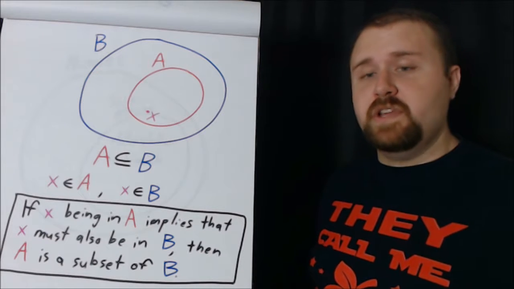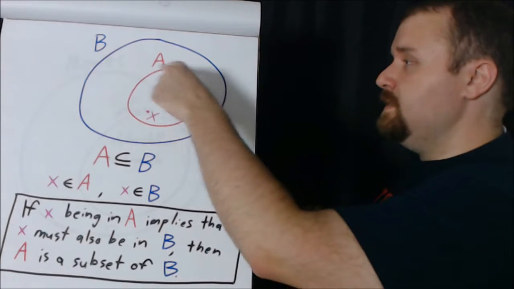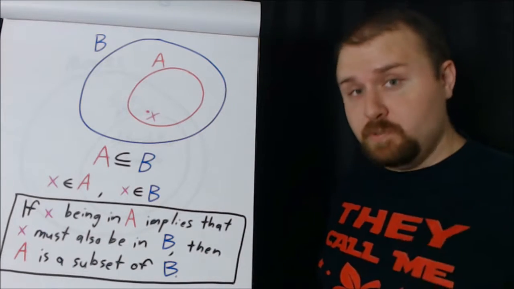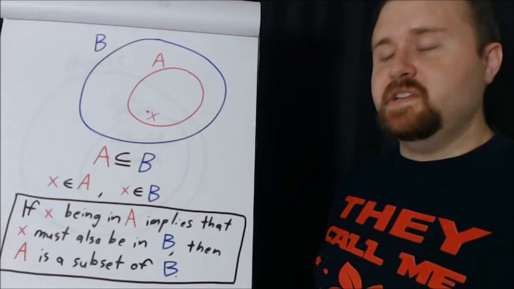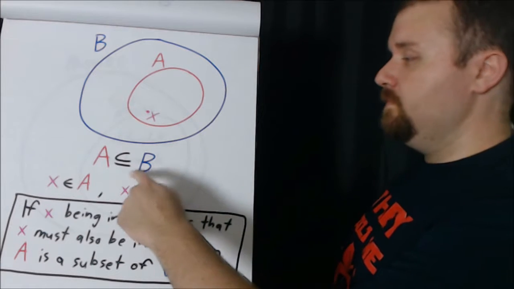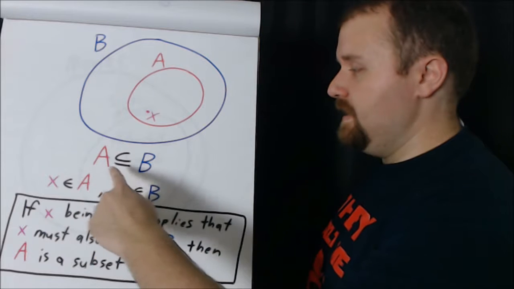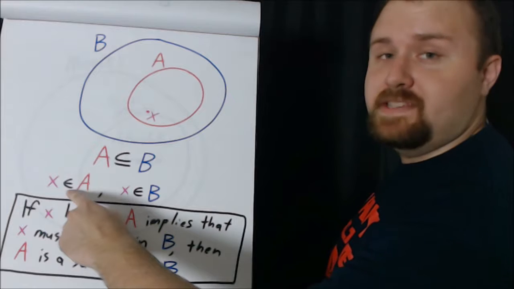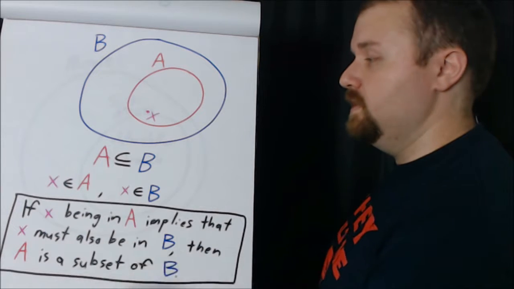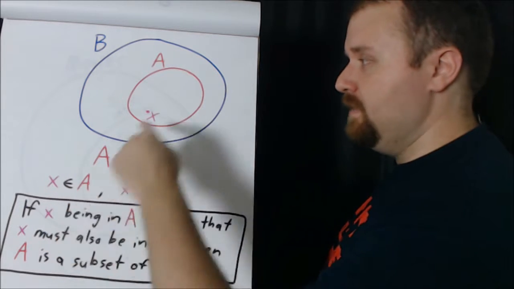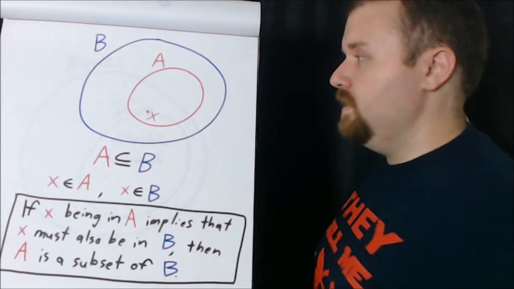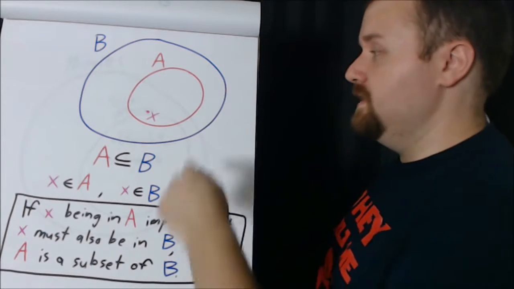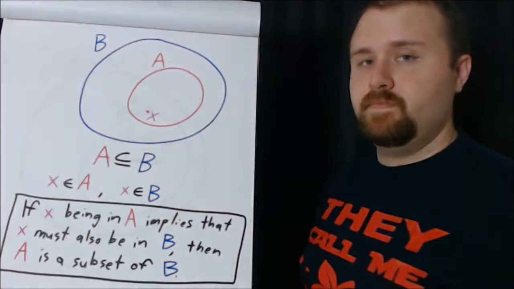In a Venn diagram, we can show subsets like this, where the subset is fully enclosed inside the larger set, which we call a superset. Notationally, we denote subsets using this symbol here, which we read as A is a subset of B. We also use this symbol to denote that something is an element of a set. So in this case, X is an element of A because X is inside the A circle, and X is an element of B because it's also inside the B circle.